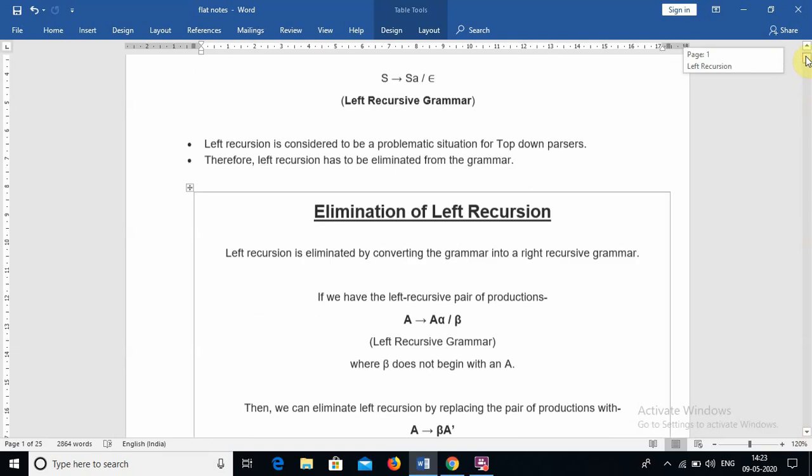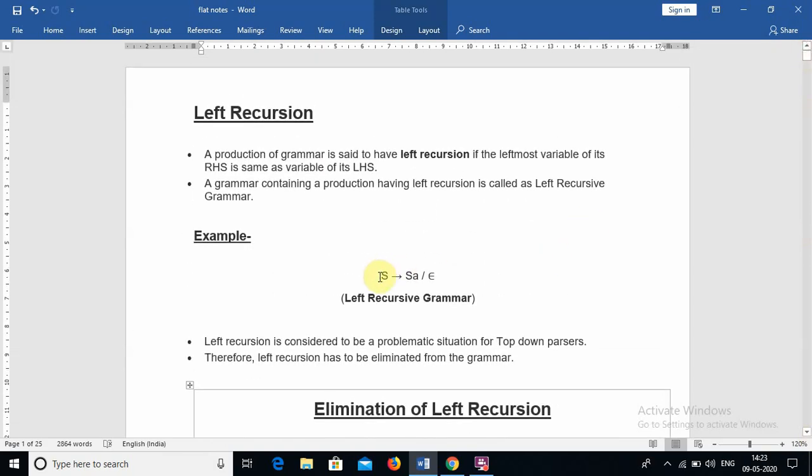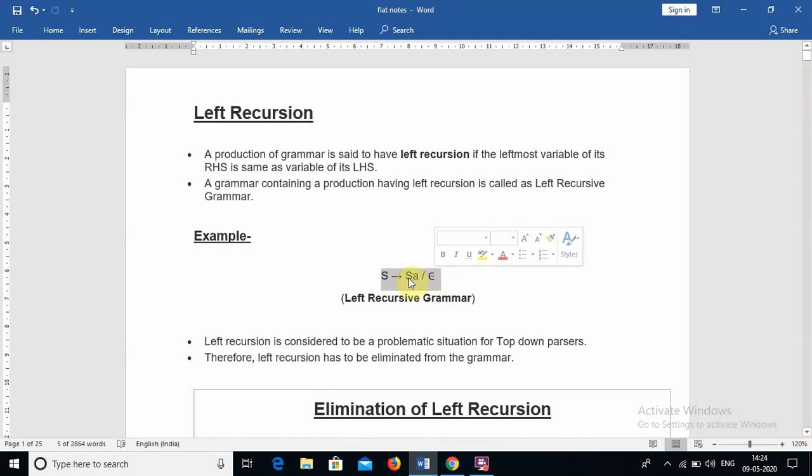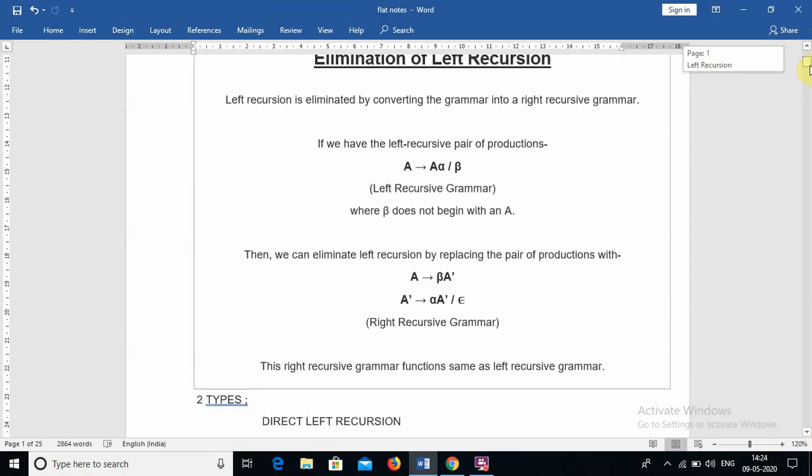So what is a left recursion? Left recursion is nothing but a grammar in which the leftmost non-terminal in the RHS is the same as the LHS. That is called a left recursive grammar. It can be removed because it is a problem for the compiler design top-down parser. So it can be eliminated like this. This is a left recursive grammar and it can be removed like this. A to A alpha slash beta can be rewritten as A to beta A1, where A1 is a new non-terminal. A1 is nothing but alpha A1 slash epsilon. This is the way we can write it.